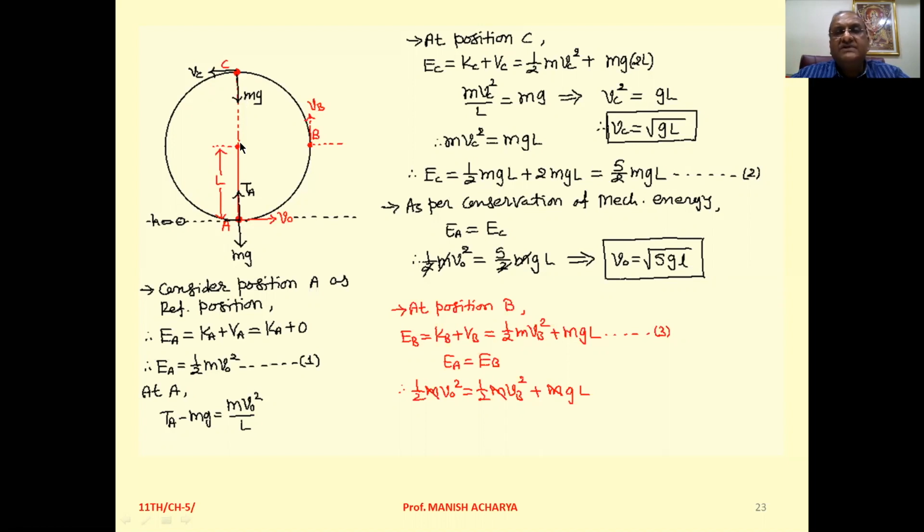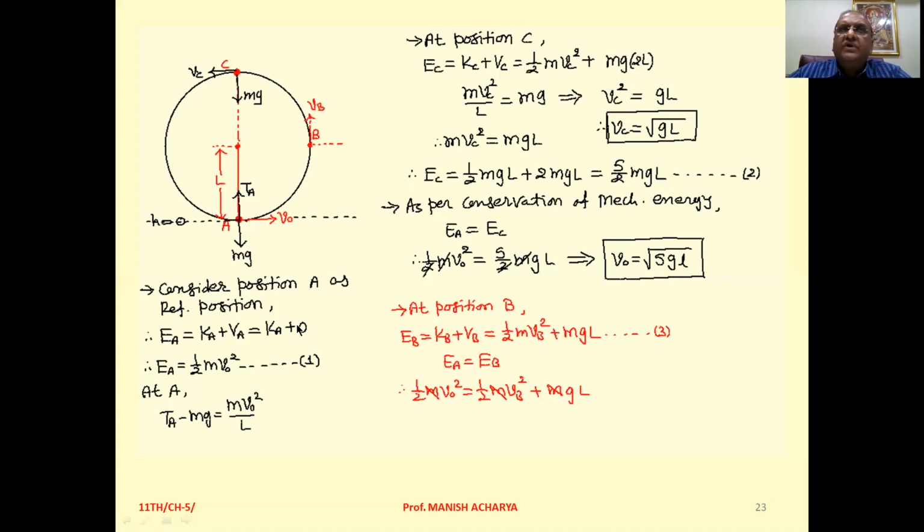the string becomes slack. That is, there is no tension in the string. Okay? It reaches like that. Now we have to calculate the velocity given to the bob at position A, V0, then the velocity when it reaches C, and the velocity when it is passing through B. These three things we have to calculate, and then the ratio of the kinetic energies at B and C.